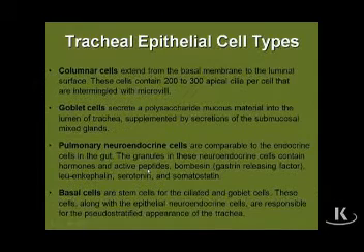The goblet cells secrete a polysaccharide mucus material into the lumen. It's supplemented by the secretions of the submucosal mixed seromucous glands. And again, this mucus secretion plus that of the glands provides a mucosal layer that, as we said, is moved out of the respiratory system by ciliary beat.